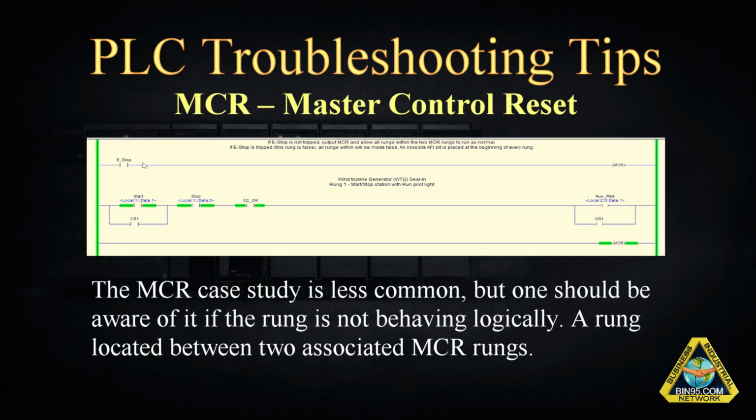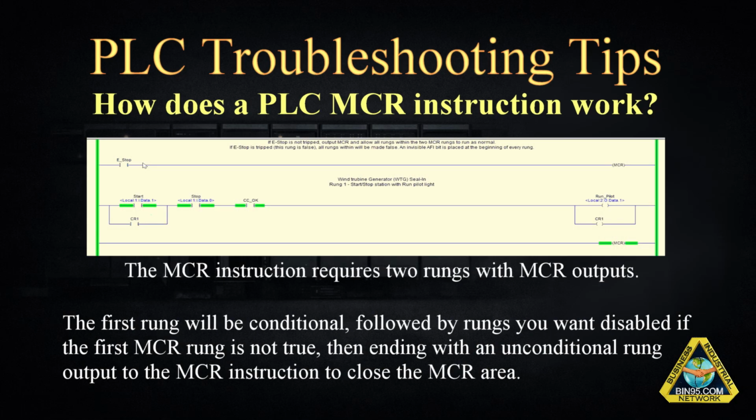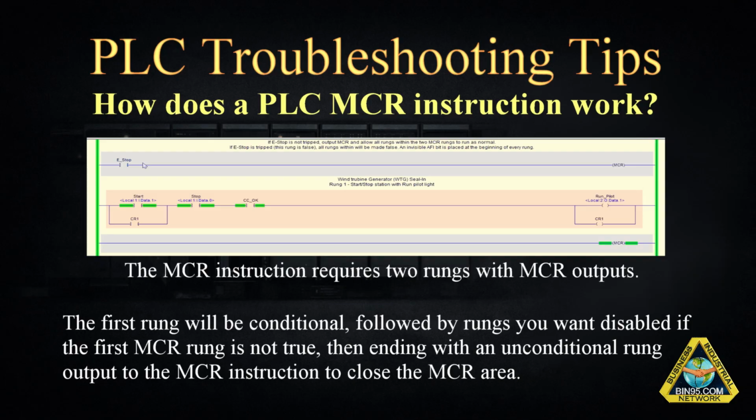Finally, the MCR, Master Control Reset. It's less common, but when it causes trouble, it can be very confusing. The MCR instruction requires 2 rungs, a conditional MCR rung that opens the MCR zone, followed by the rungs you want disabled if that condition is false, and finally, an unconditional MCR rung that closes the zone.